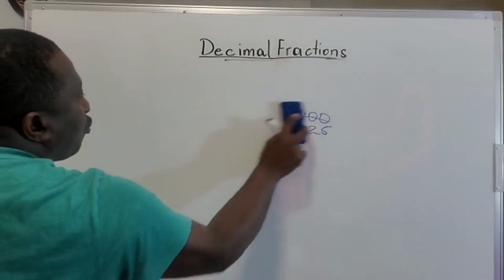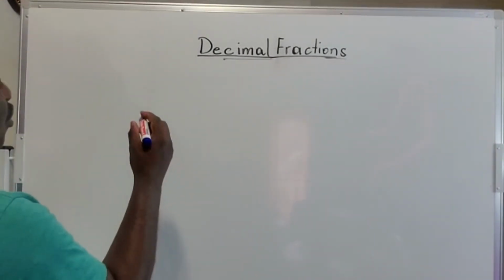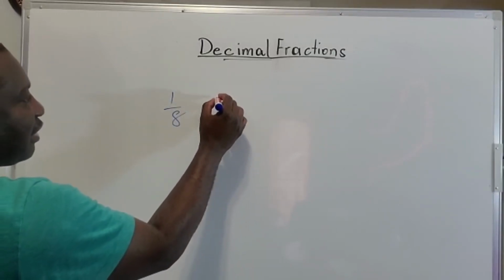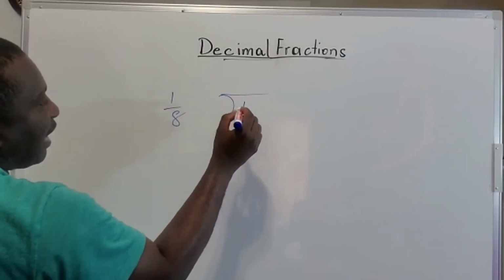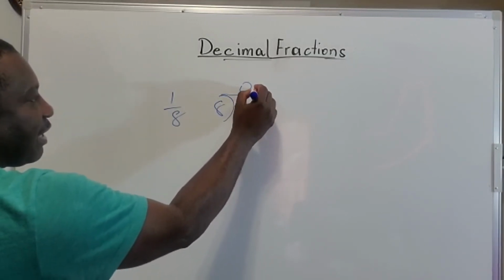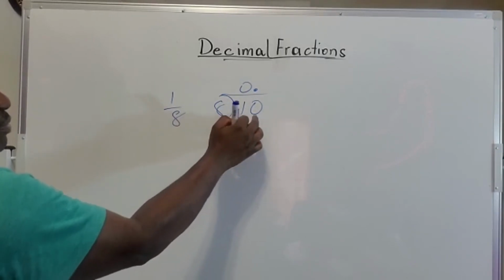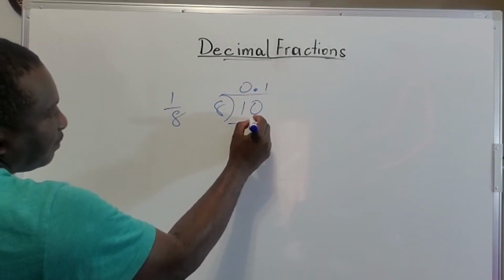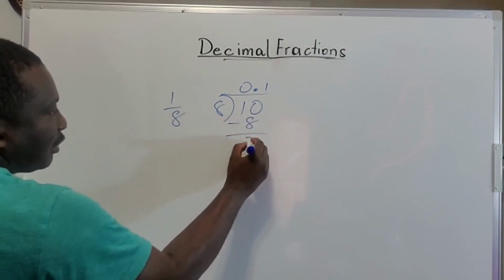Do we have time for one more? Let us try one more, guys. 1 over 8 to a decimal, divide by 8. Can I get 8 into 1? No. Add a 0, place my decimal point. How many groups of 8 can I get from 10? 1. Take 8. This will leave us with 2.